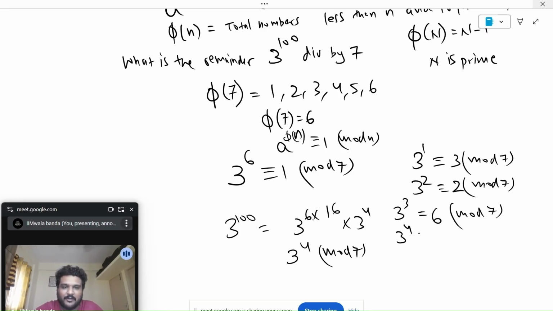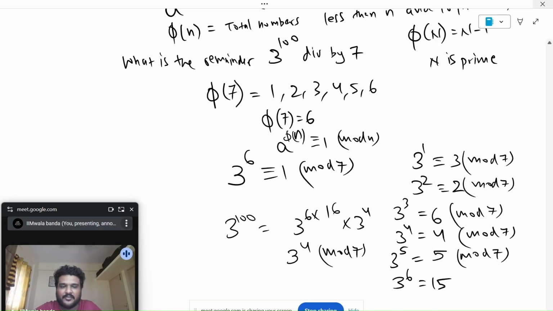Let's do 3 to the power 4. Don't calculate 3 to the power 4. Just take this remainder 6 and multiply it by 3. So 18. And 18 will give you what? 7 twos are 14, so 4. Mod 7. Let's do it for practice. 3 to the power 5. Don't do 3 to the power 5. 4 into 3 is 12, which will give you 5. 3 to the power 6. Don't do 3 to the power 6. 5 into 3 is 15, which will give you remainder 1. Now we will stop. Now we know it will repeat.